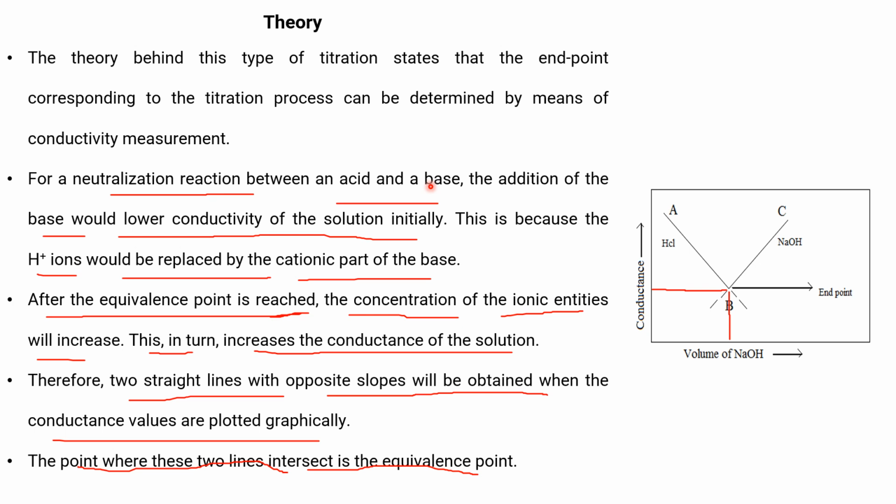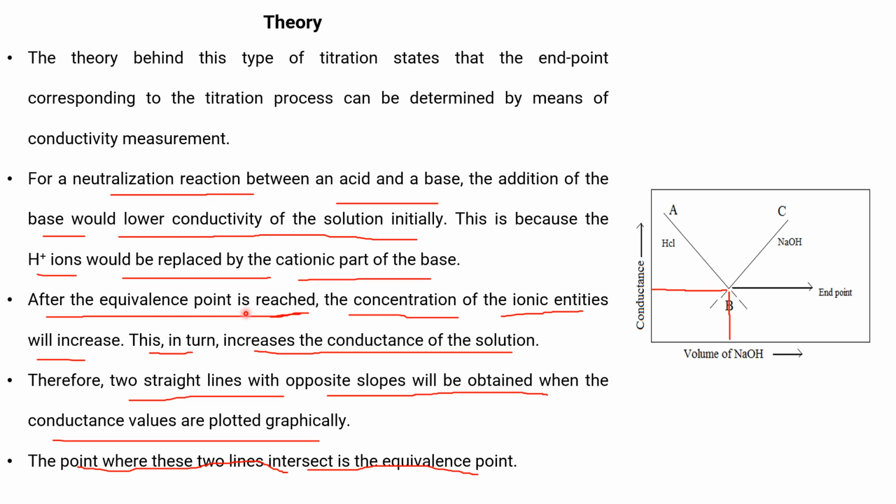The theory behind the conductivity titrations. This type of titration states that the endpoint corresponding to the titration process can be determined by means of a conductivity measurement. For a neutralization reaction between an acid and a base, the addition of the base would lower the conductivity of the solution initially. This is because the H+ ions would be replaced by the cationic part of the base.